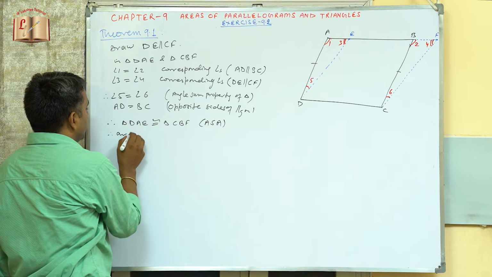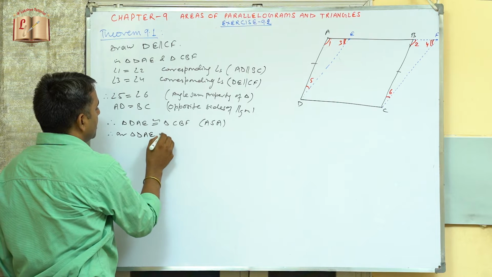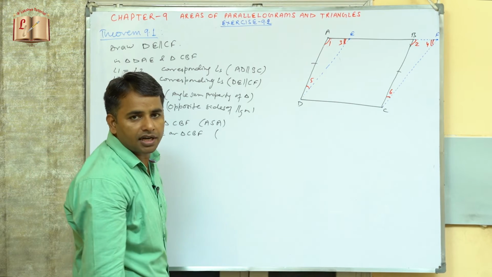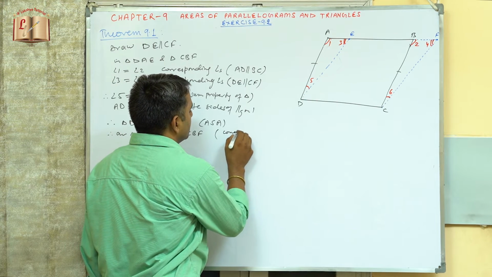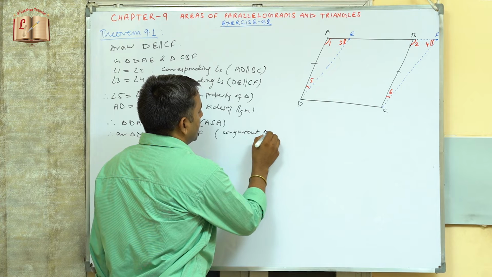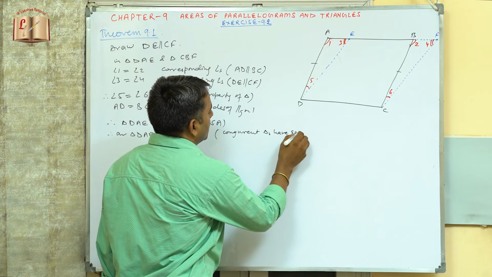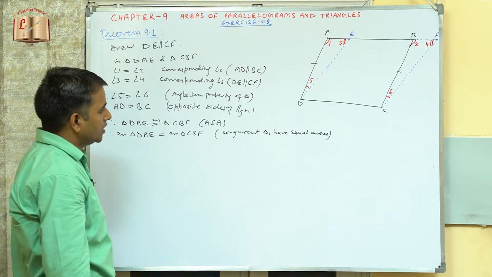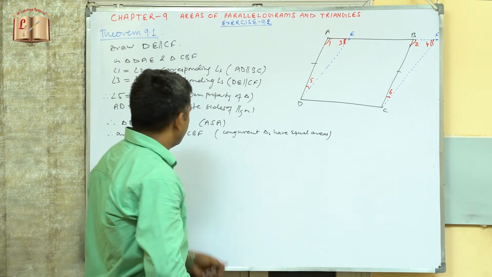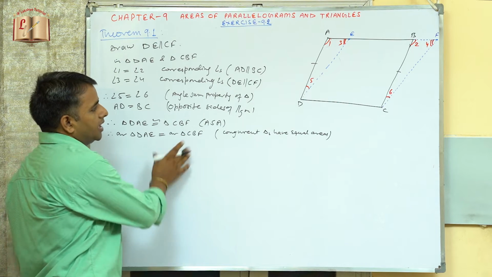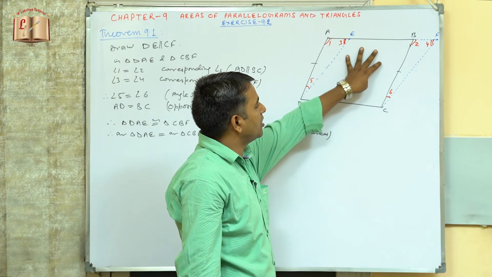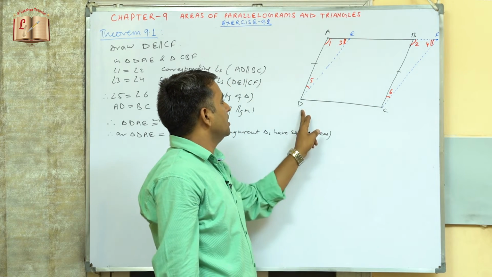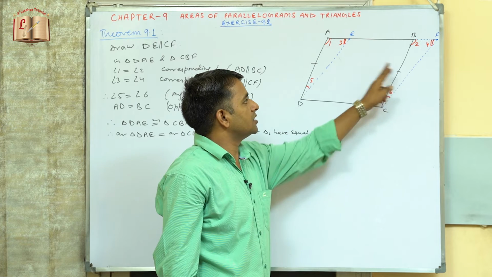So we can say area of triangle DAE will be equal to area of triangle CBF, because congruent triangles have equal areas. Now see that these two areas are equal. Now this quadrilateral is common to both, so if we add the area of this quadrilateral CBED to both these triangles, we will get these two different parallelograms.